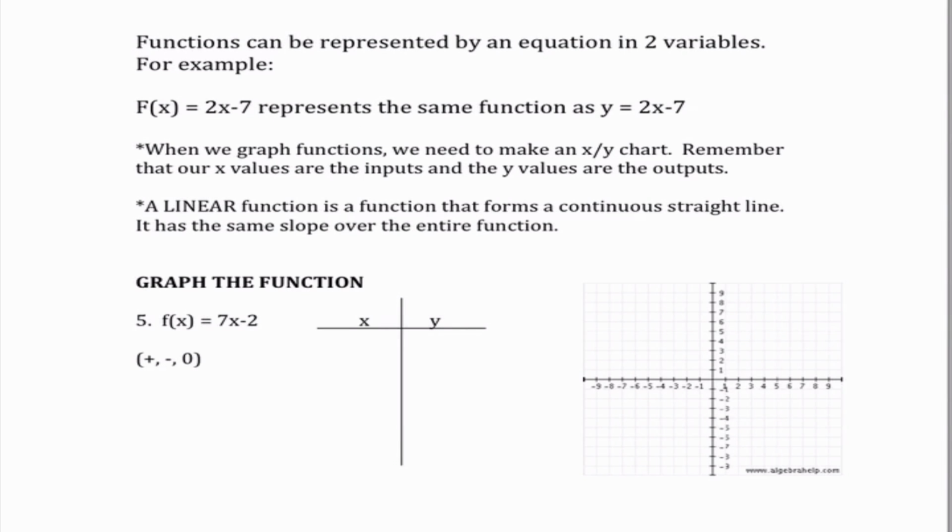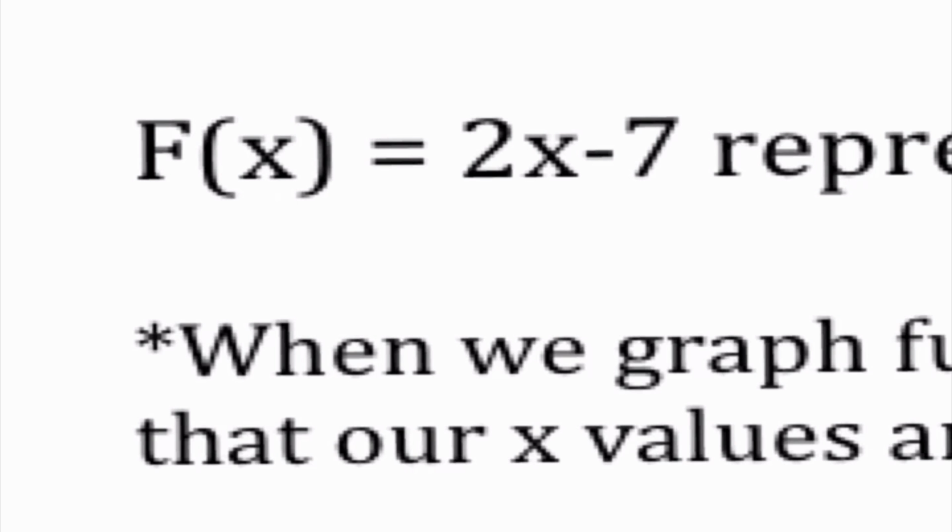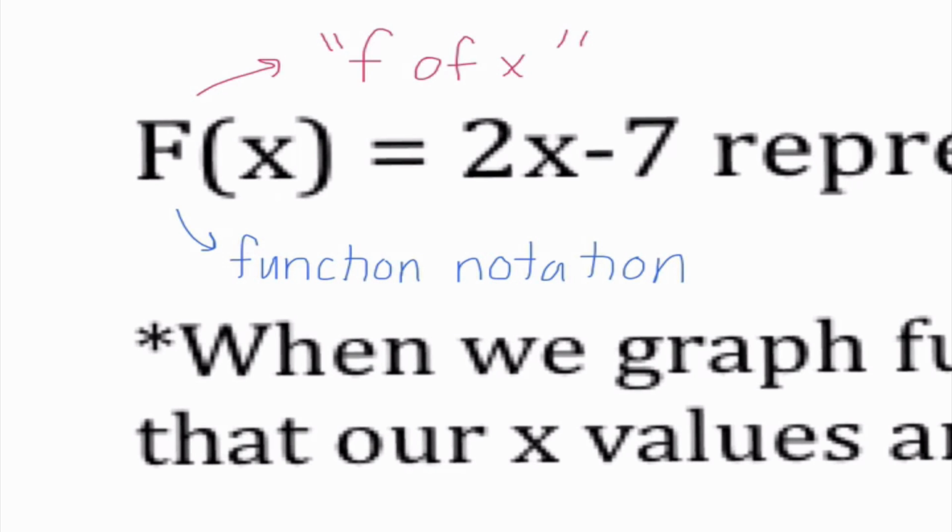Functions can be represented by an equation in two variables. For example, wait, let's pause a second. What the heck is this? What is that strange notation? This is actually what we call function notation. And the way that we read this is f of x.